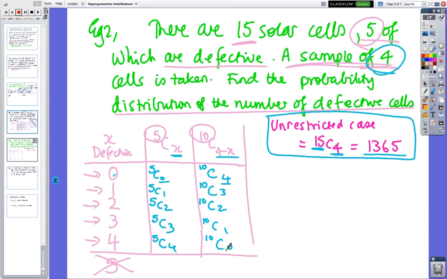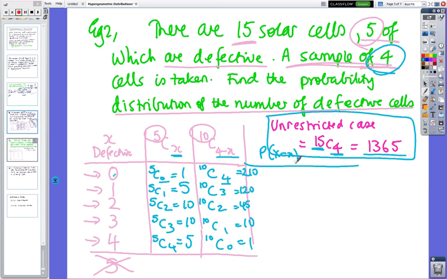So this is 1, 5, 10, 10, 5, and then 10C4 is 210, 10C3 is 120, 10C2 is 45, 10C1 is 10, 10C0 is 1. So the probability of X equals x.